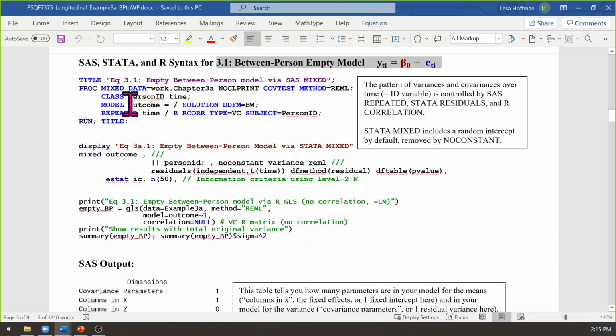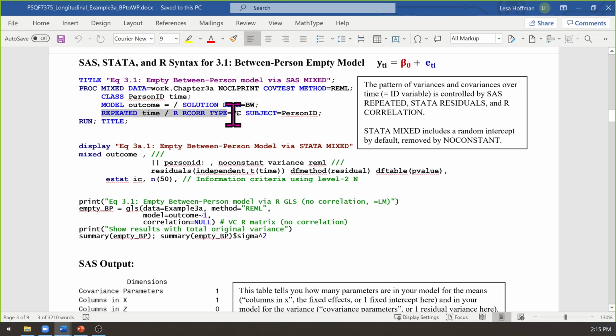So in SAS, the command is proc mixed. My ID variables go on this class statement. So level 2 ID is person ID in this data set. Level 1 ID is the original version of time. On the model line, I have Y equals and then my predictors. This is an empty model, meaning I have no predictors. And so I don't have anything there, just the options in terms of what I want to see for the output. We'll talk more about degrees of freedom later on. You can ignore that for the time being.